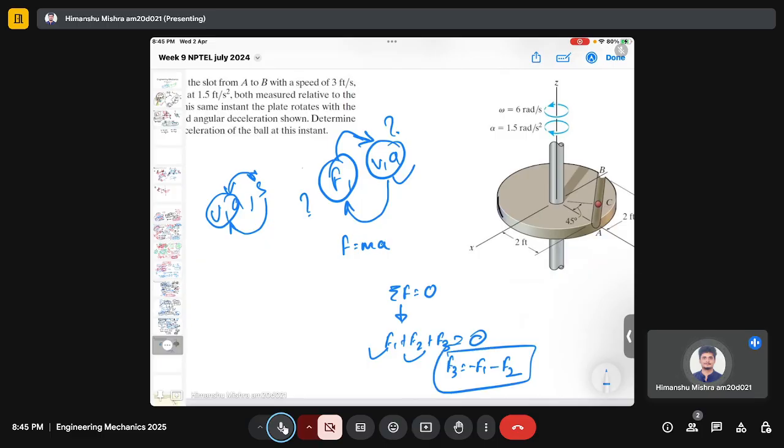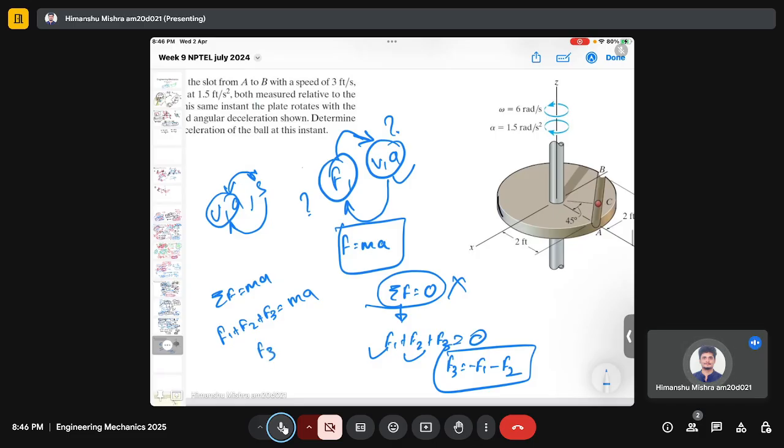When you are given f1 and f2, you can find f3 as minus f1 minus f2. So this was the major concept in equilibrium problems in statics. But now we will say that the summation of force is mass times acceleration. So it is not an equilibrium. So if you are given f1 and f2, then you can find f3 by using this relation. So this we will look at in the next class also.